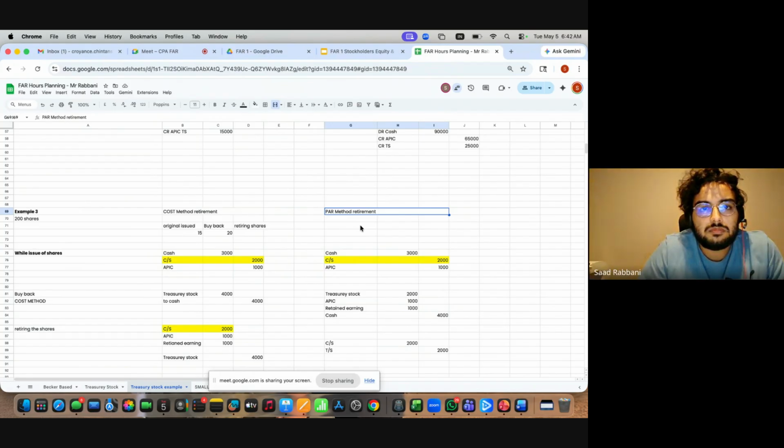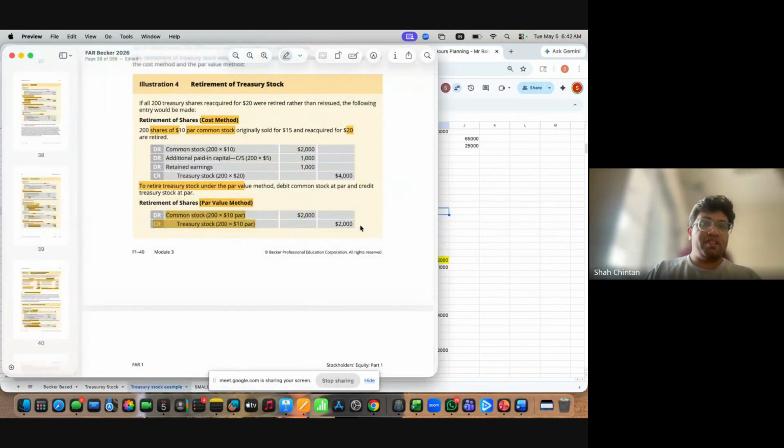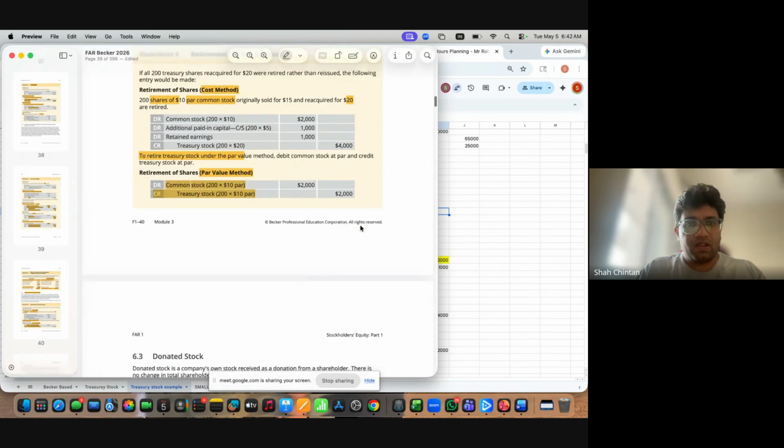Okay. All clear with this example? आ सकता है आपको full fledged example in the exam. Yeah.